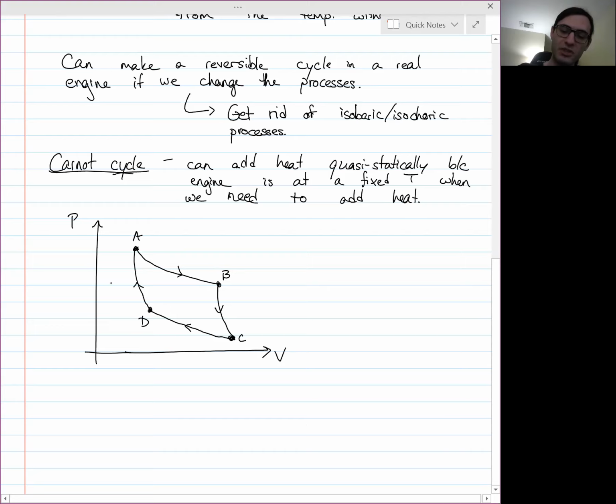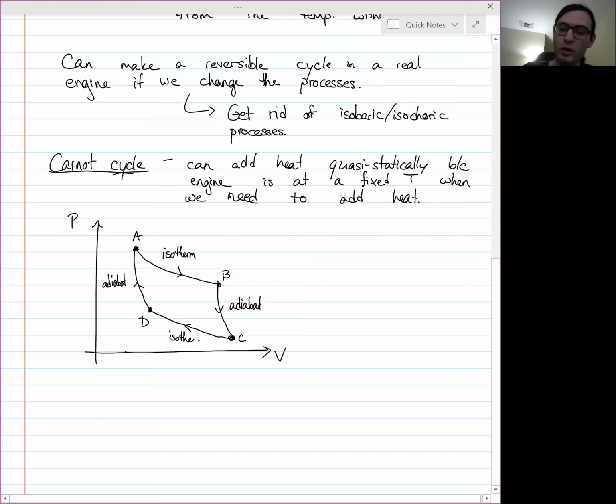From D to A is adiabatic. From B to C is also adiabatic. From A to B is an isotherm. And from C to D, this is also an isotherm.